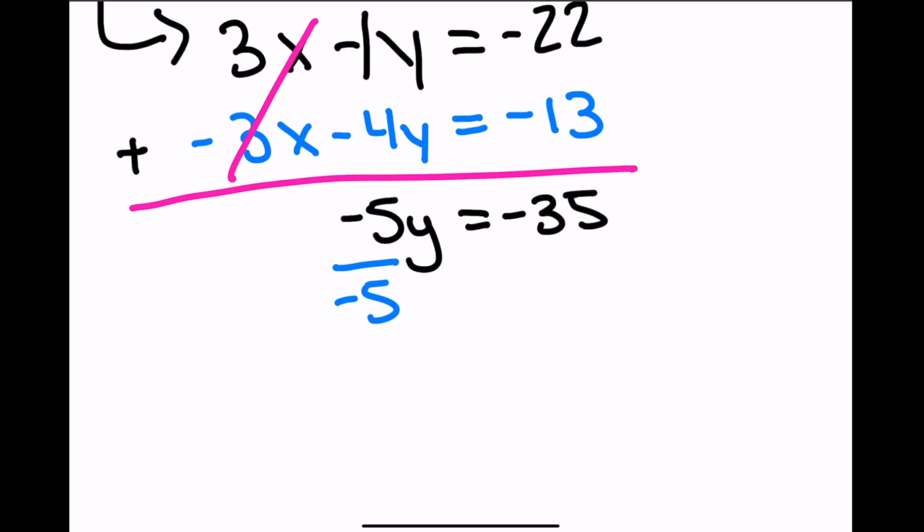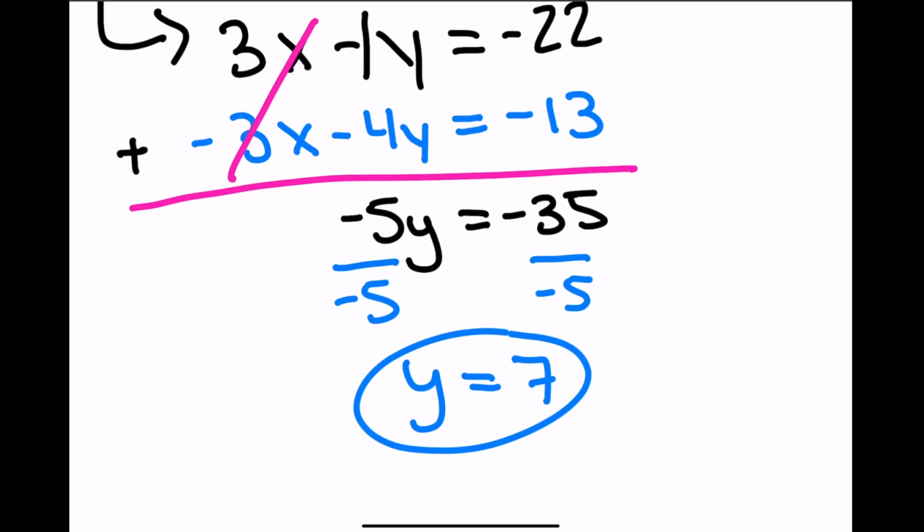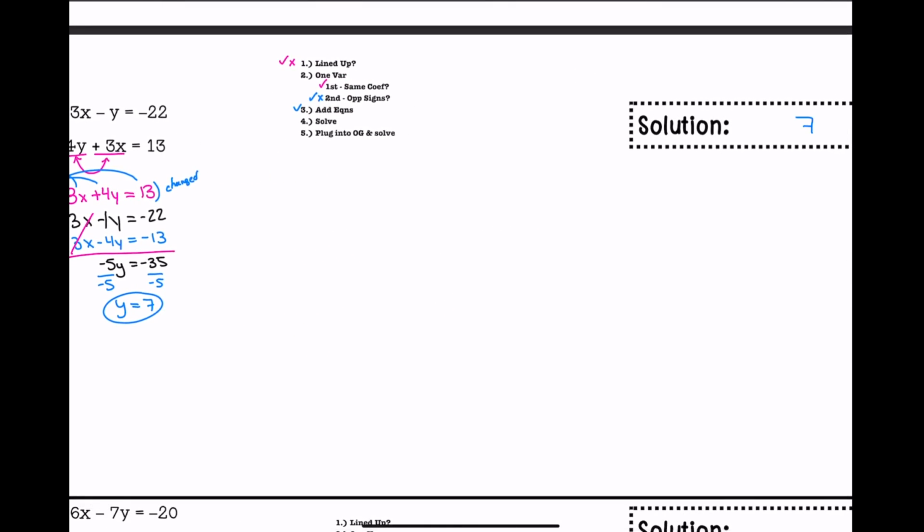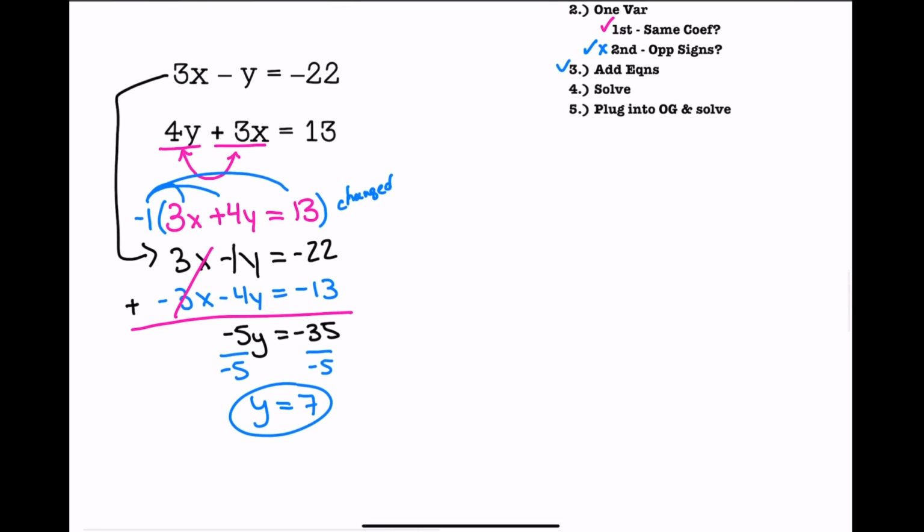Divide negative 5 on both sides. So we're left with y equals 7. So that's the first part of our solution. Y is equal to 7. Now I gotta figure out an original equation to use. I'm gonna use this one because it's got all these positives and I like positives. I'd rather work with positives than negatives.